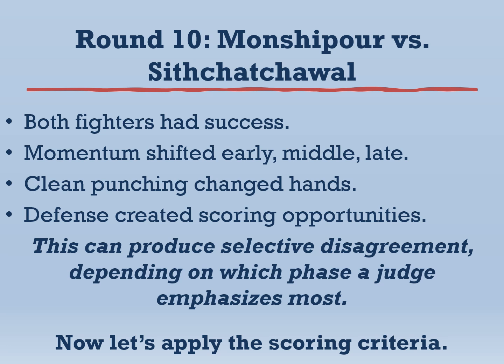Both fighters had success. Momentum shifted from early to middle to late. Clean punching changed hands. Defense created scoring opportunities. This type of round can surely produce selective disagreement, depending on which phase a judge emphasizes most. Now let's apply the scoring criteria: fair blows first, then effective aggression, ring generalship, and active defense.